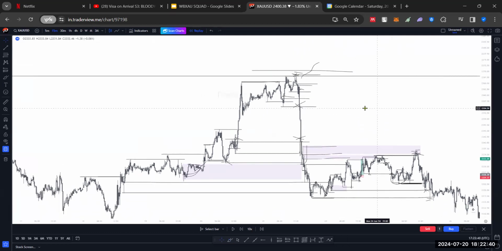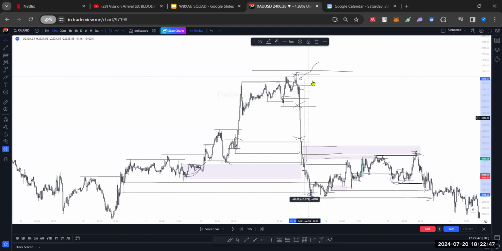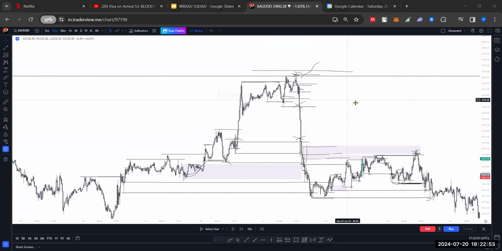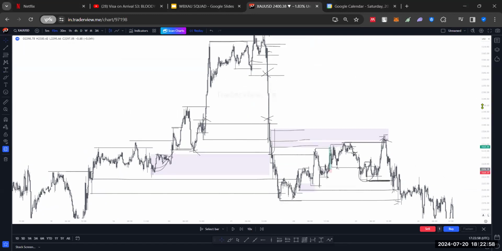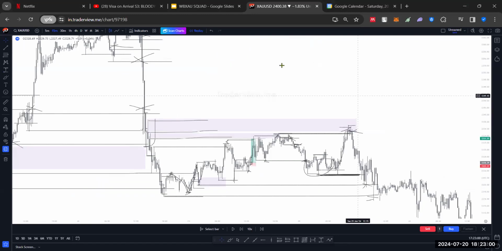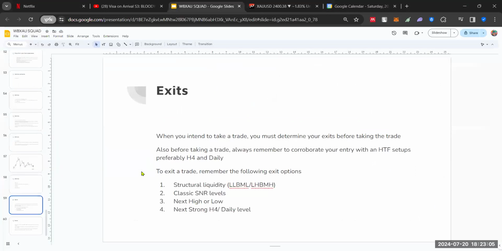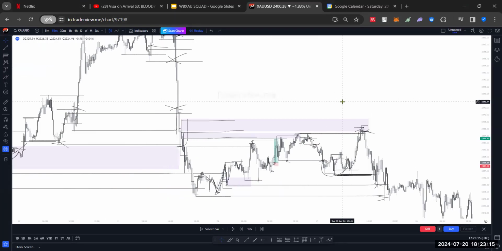Now, I can say, oh, let's take this trade, and then I just put an entry here and put my exits at this low. But I'll be wrong that way. Why? Because I'm using the benefit of hindsight to determine what is really going on with the trades. But the way we have structured the exits is that you want to exit the trade at important levels, structural liquidity, classic SNL levels. You want to exit the trade at the next high or low levels or the next strong level, depending on the time frame you have, maybe H4, daily, or depending on the lower time frame level you're entertaining at the point, which is what we've seen.